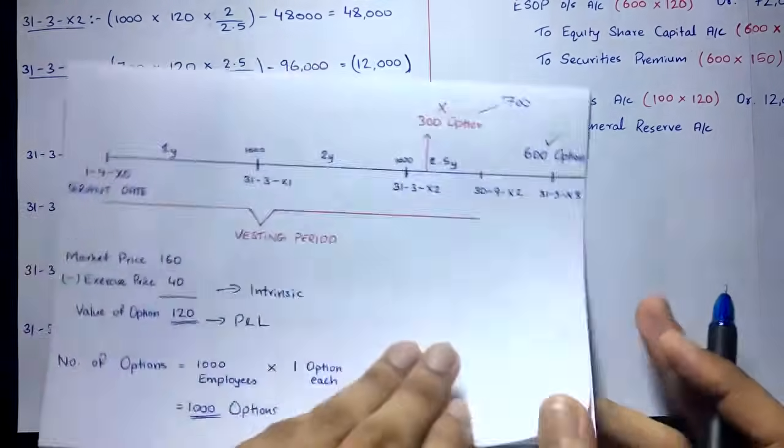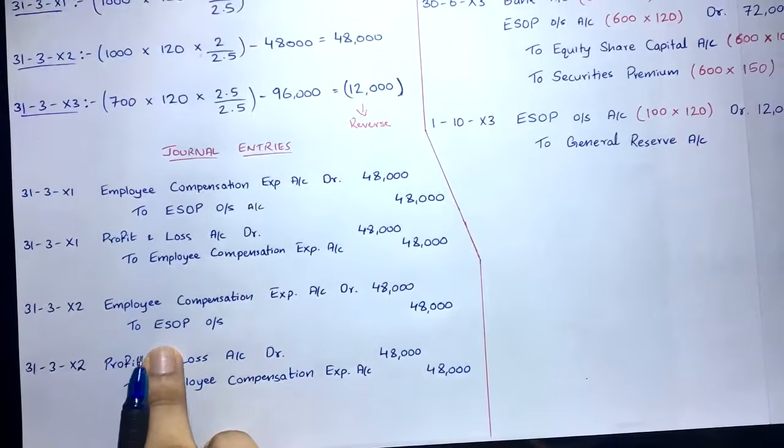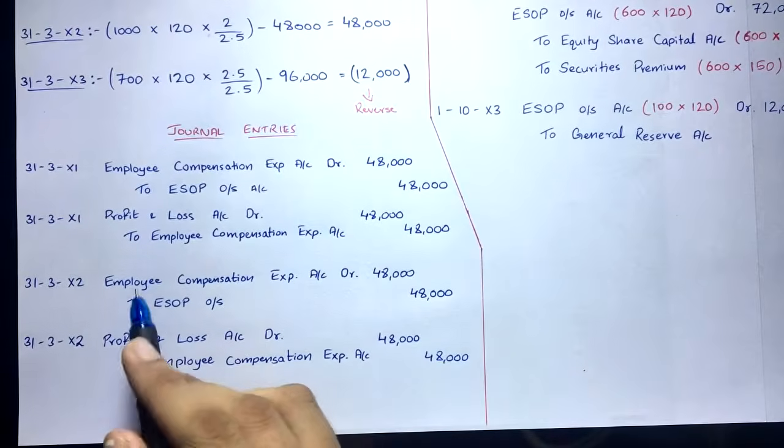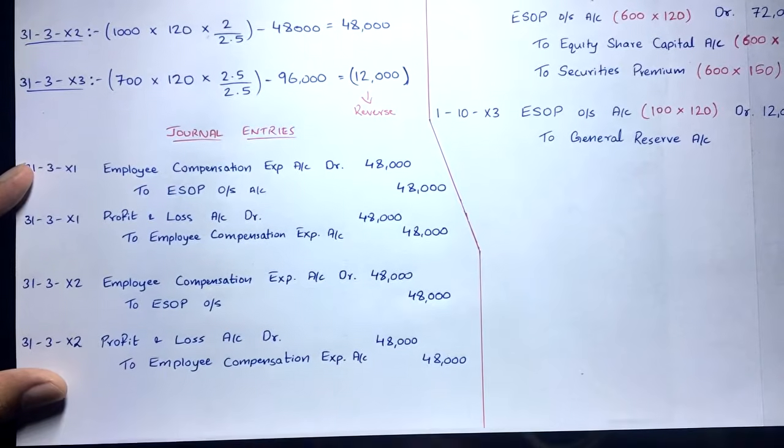At the end of the second year, you are going to recognize the expense, and you have already done the calculation here. 48,000 needs to be recognized and transferred to the liability ESOP outstanding. The same entry you'll pass. Employee compensation expense account debit 48,000 to ESOP outstanding 48,000, and then transfer to profit and loss. Simple.